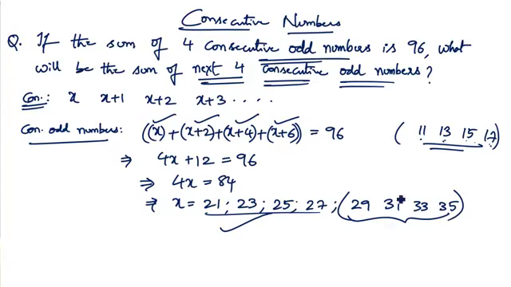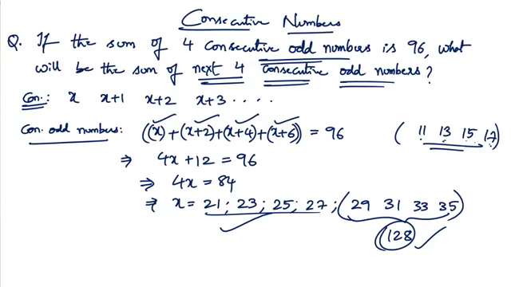He's asking us to get the sum of these numbers. Now find out the sum of these numbers. 29 plus 31 is 60. 60 plus 33 is 93. 93 plus 35 will be 128. So we can say the sum is 128. And that should be the answer. The sum of the next 4 odd numbers should be 128.